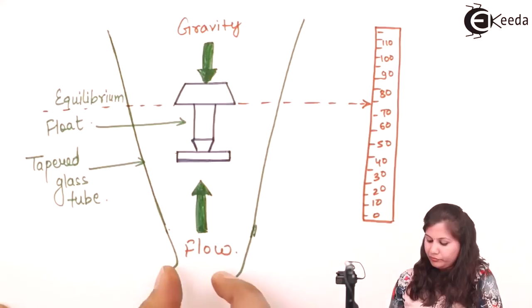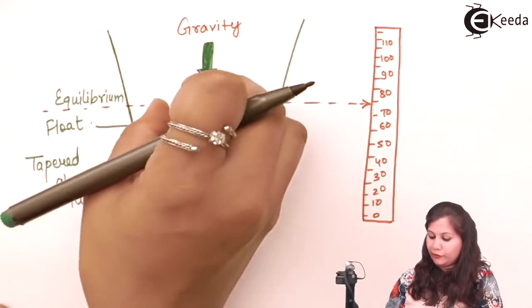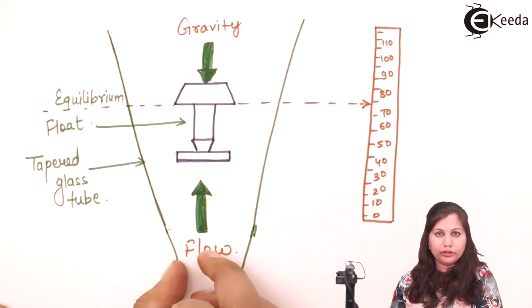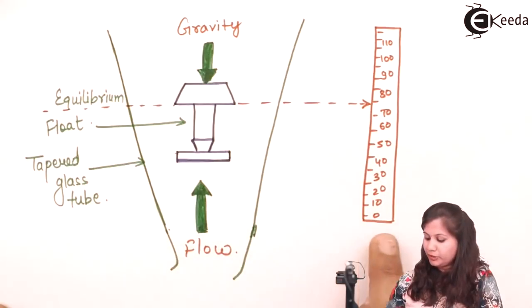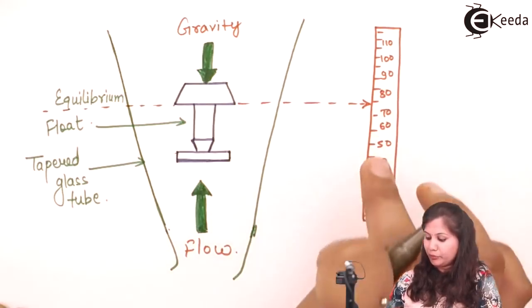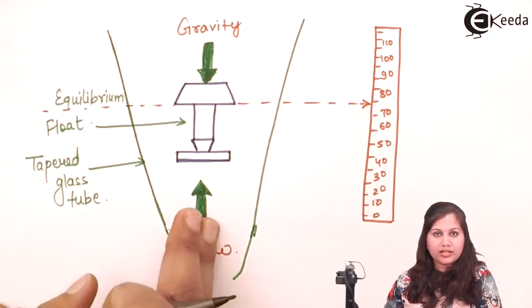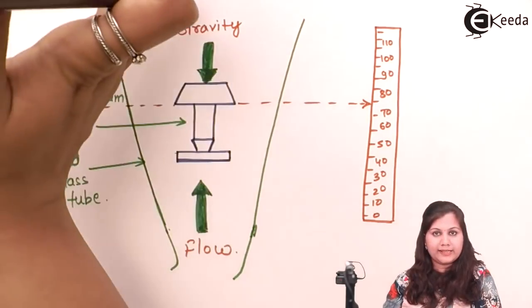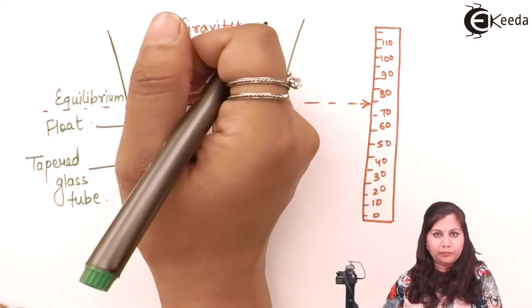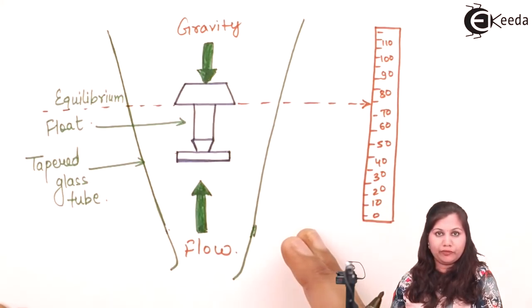So when the fluid is not flowing, the float will be at the bottom of the tube. At that position we can measure its position with the help of the scale. Now as the fluid starts flowing, the float also rises up, so there will be a different position. That position can also be measured with the help of the scale.